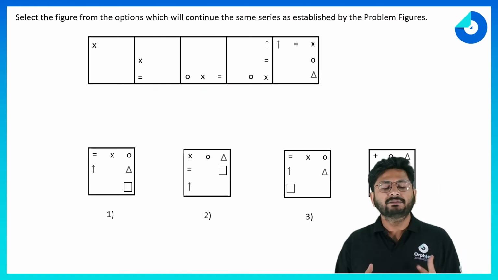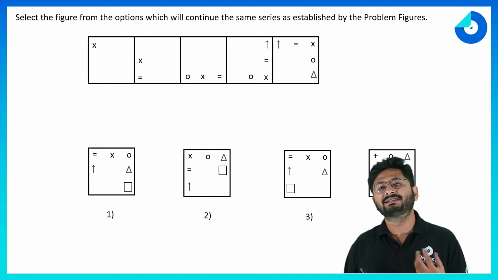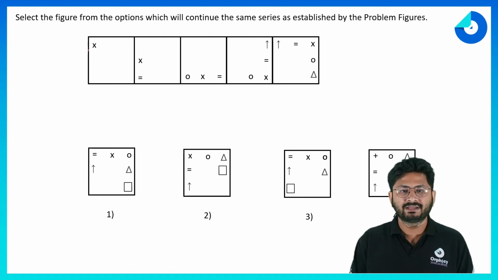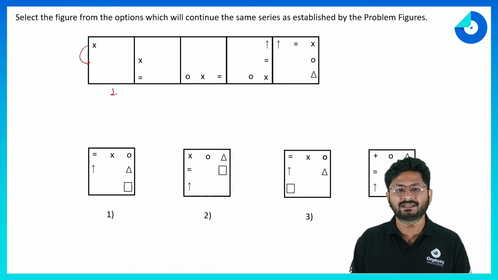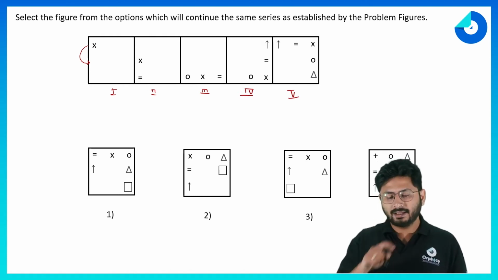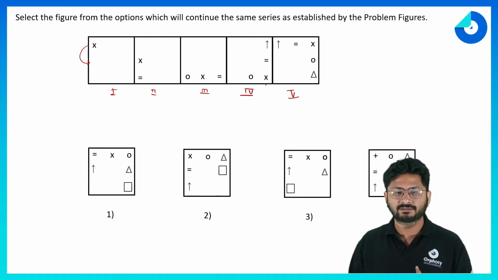Then the next question. Select the figure from the options which will continue the same series as established by the problem figure. Here, if we look, there is a clockwise shift. Let's number them: first, second, then this is third, then this is fourth, and this is fifth. So going from first to second there is a one position shift in the clockwise direction, if we are talking about the cross.